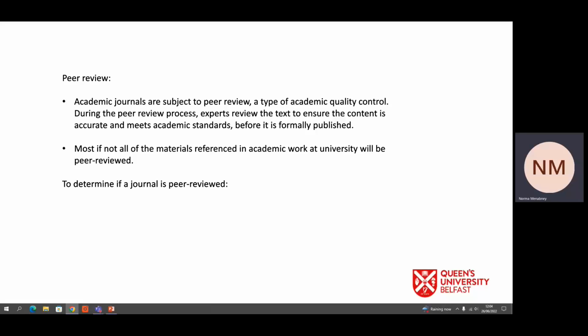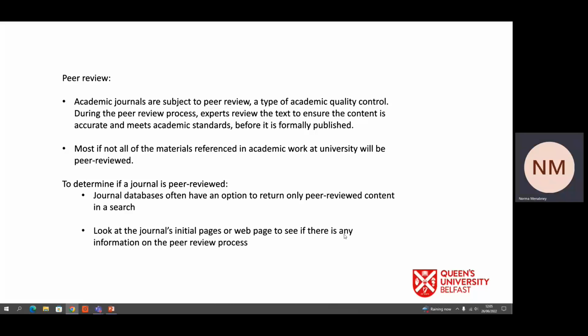To find out if a journal is peer-reviewed, you can select journal databases which will have either only peer-reviewed content, or there will be an option on the database to return results which are from peer-reviewed sources. In addition, you can look at the journal's initial pages or web page, and you can see there if there's any information on the peer review process. It normally is found under the About tab, and in there you can often see who is actually involved in the editorial board.